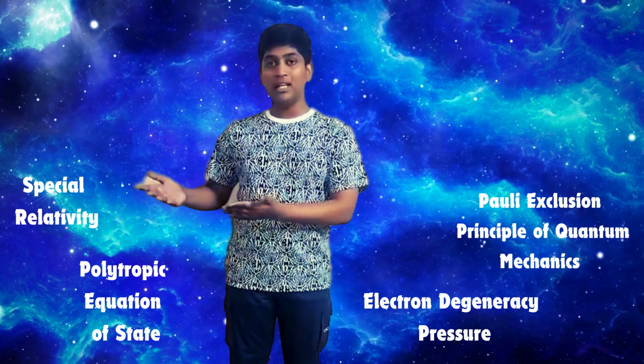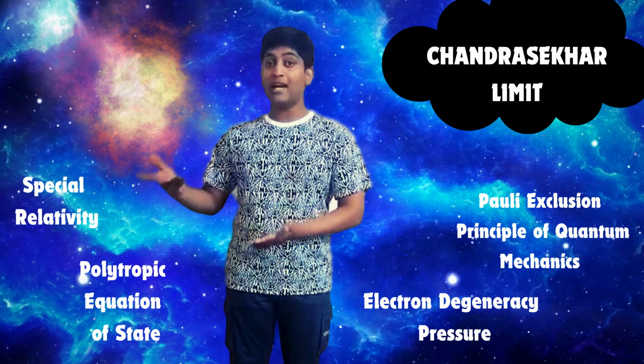The Pauli exclusion principle of quantum mechanics, electron degeneracy pressure, and the polytropic equation of state, along with special relativity, lead to the discovery of the Chandrasekhar limit, which has been widely used since the 1930s.